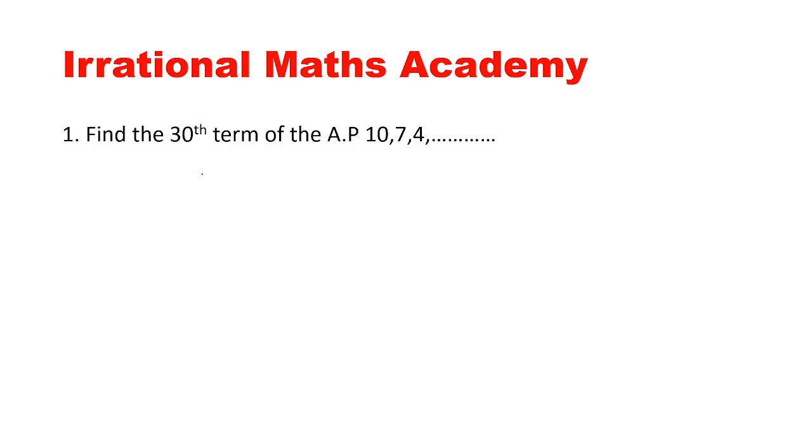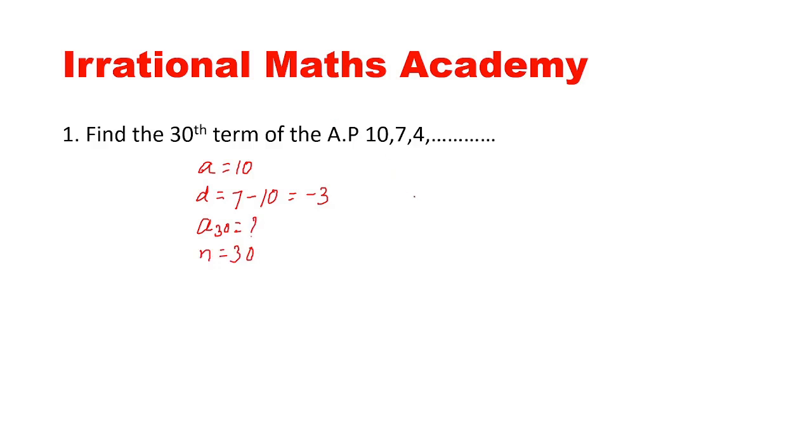Let's start. Find the 30th term of an AP: 10, 7, 4. The first term, A value, is 10. Common difference, D value, is what? 7 minus 10, that is minus 3. Don't forget this minus 3. And what they are asking is A30. A30 value they are asking, and N value also they give. What is that? 30, right?